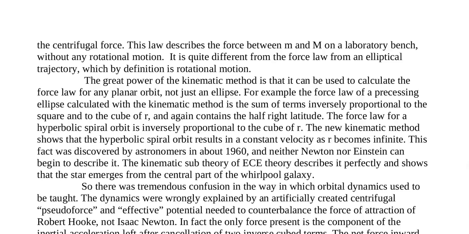For example, the force law of a precessing ellipse, calculated with the kinematic method, is the sum of terms inversely proportional to the square and to the cube of r, and again contains the half-right latitude. The force law for a hyperbolic spiral orbit is inversely proportional to the cube of r. The new kinematic method shows that the hyperbolic spiral orbit results in a constant velocity as r becomes infinite. This fact was discovered by astronomers in about 1960, and neither Newton nor Einstein can begin to describe it. The kinematic sub-theory of ECE theory describes it perfectly and shows that the star emerges from the central part of the whirlpool galaxy.